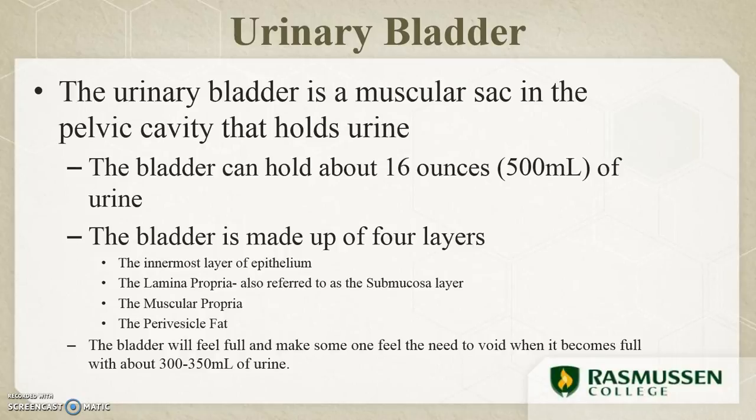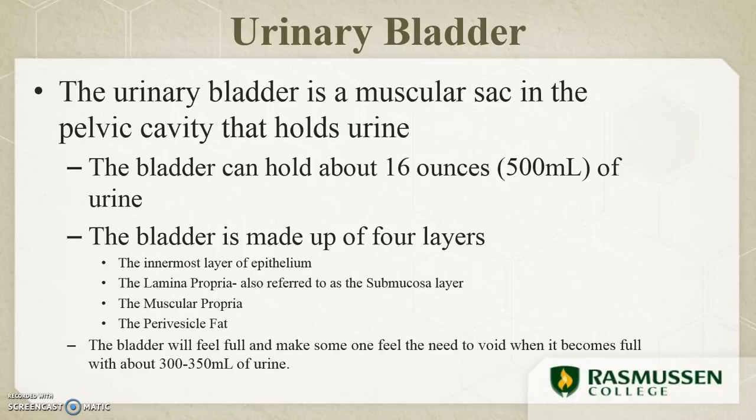Next we have our bladder, and our bladder is a hollow muscular sac that is the reservoir for urine. So essentially it's a big urine holding tank. It's found in our pelvic cavity, and when we talk about the bladder, we need to know that it's holding urine. And urine consists of 95% water and 5% solid substances. The bladder can hold up to 500 milliliters of urine, but you will feel that need to void when it's filled about 300 to 350 milliliters full.